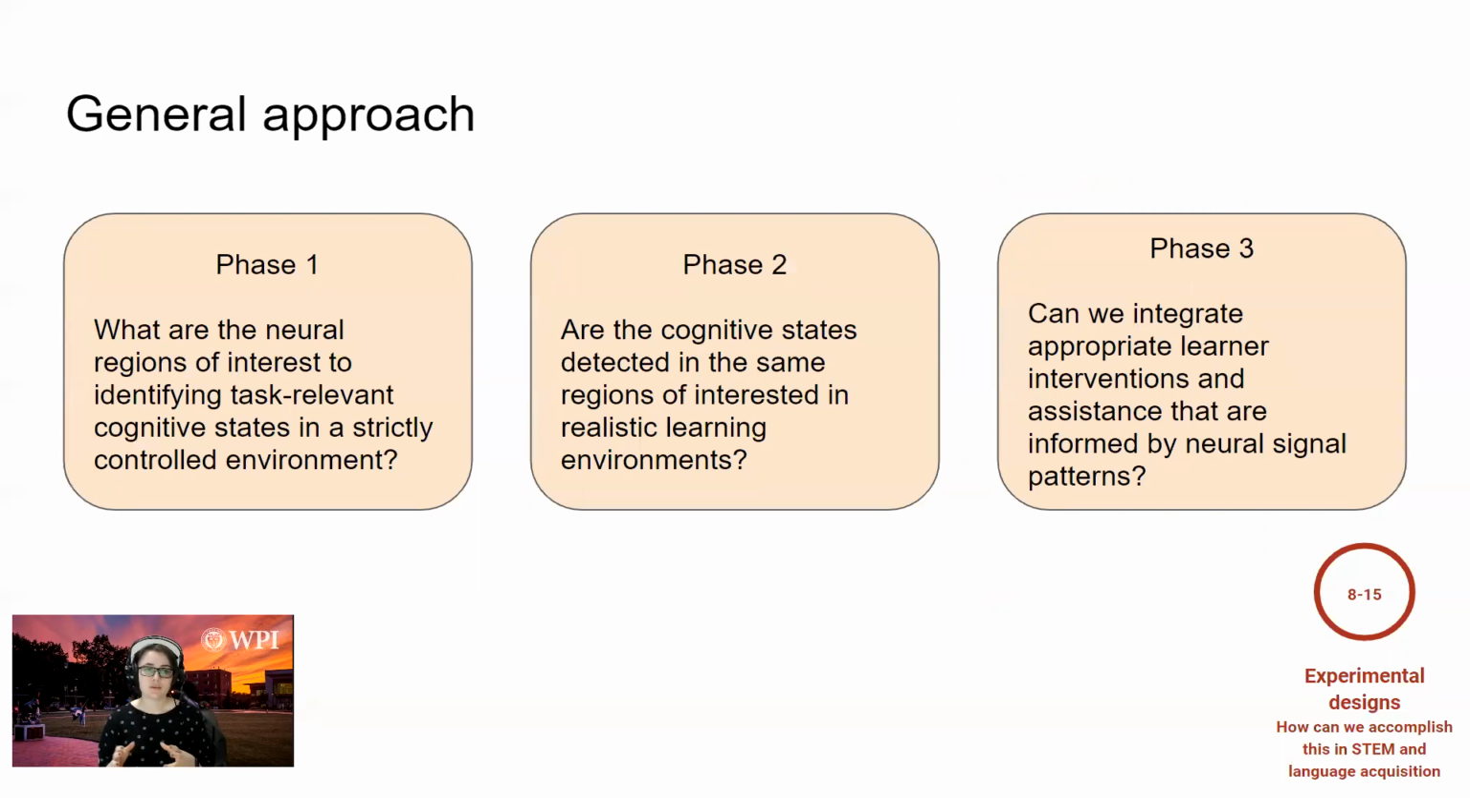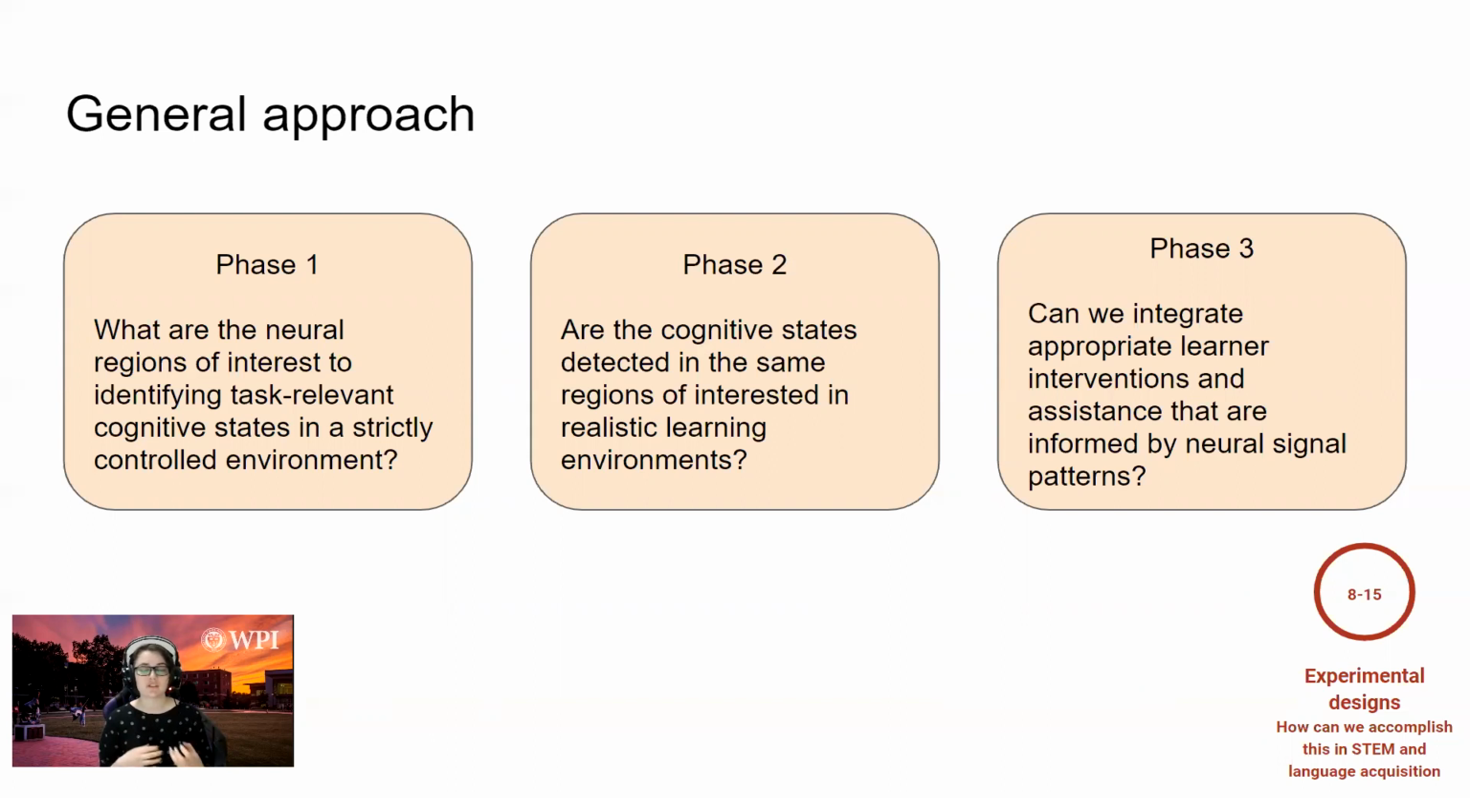So we first want to use some well-identified validation tasks that have been used in psychology many, many times before in a strictly controlled environment to detect what neural regions we're interested in. So what regions should we really be focusing in right now? Then we move this into more of a realistic environment.